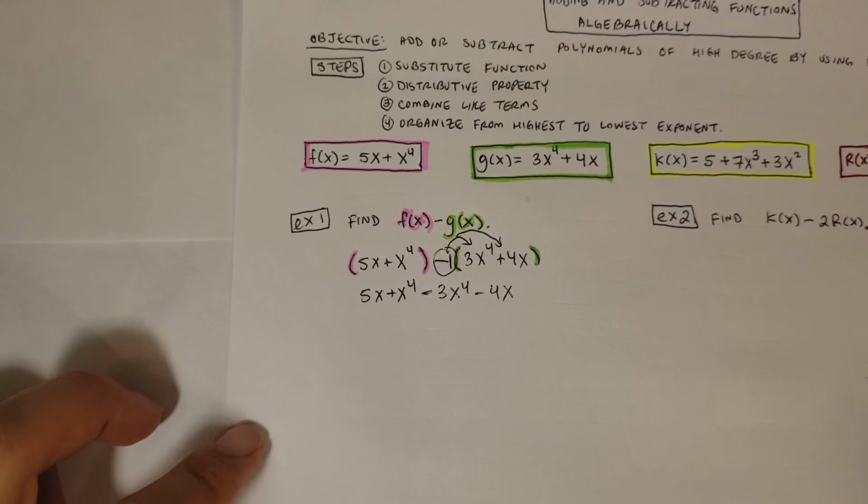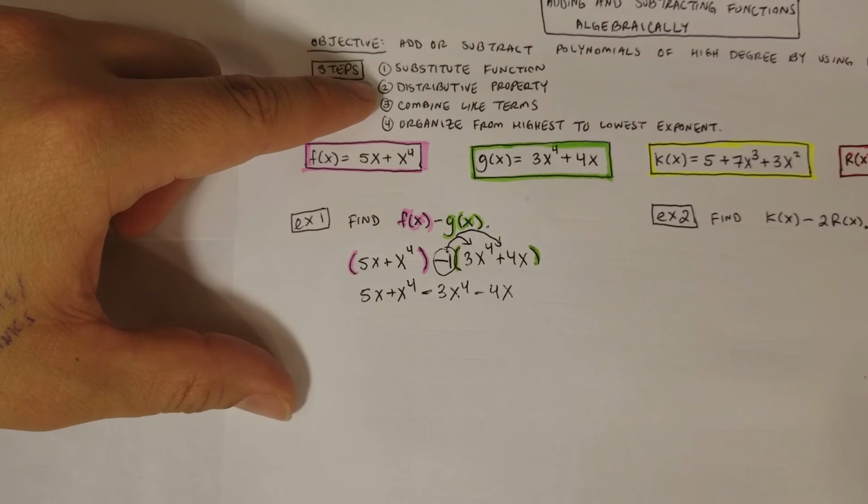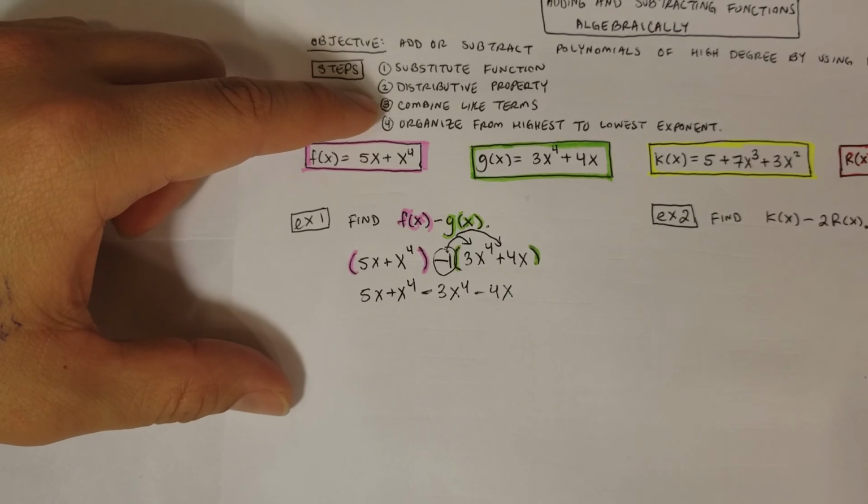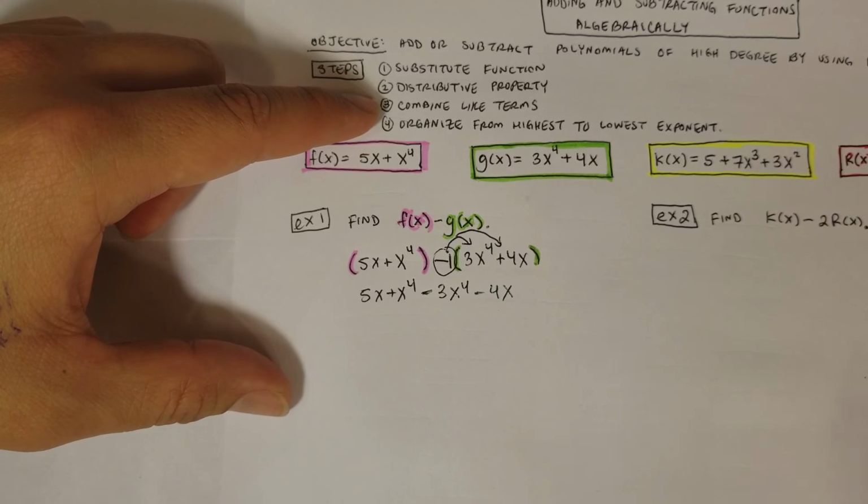All right, so we have this now. So step 1 done, step 2 done, distributive property. Step 3, we have to combine like terms. Do we have anything that we can combine here? Well, the answer is yes.